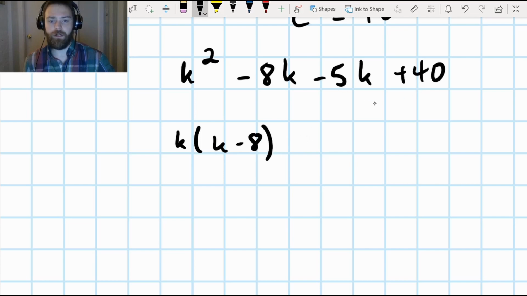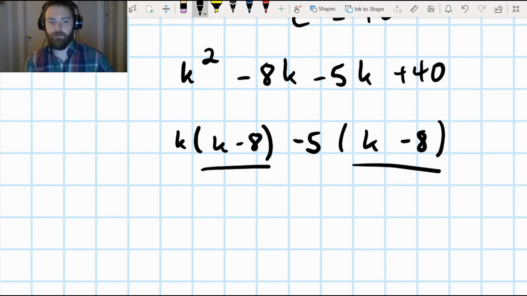And then over here, you can factor a -5 out. And the reason why we're going to go with a -5 instead of a +5 is because these parentheses that result have to match. So if I divide -5 by -5, it's going to give me a positive k. -5 comes out to the front. 40 divided by -5 is -8. If we factored a +5 out, this would be a -k and this would be a +8. And that would not work out. So k minus 8 matches, and now I can pull him out to the front.